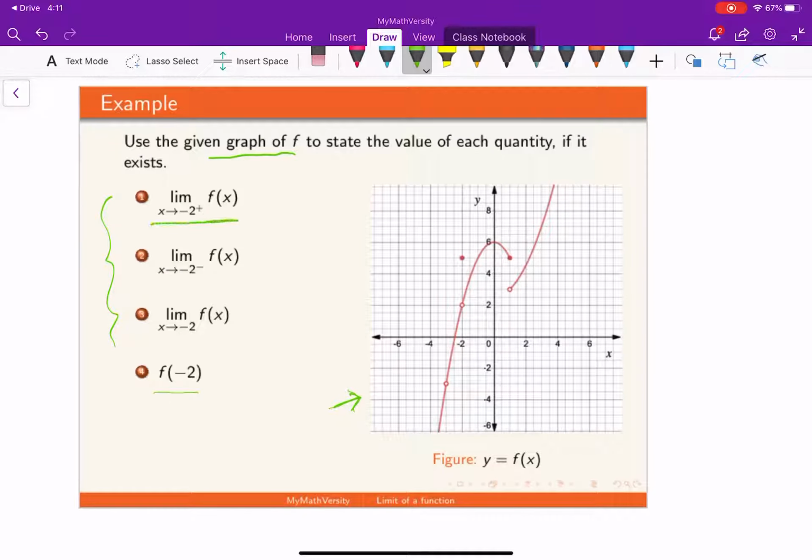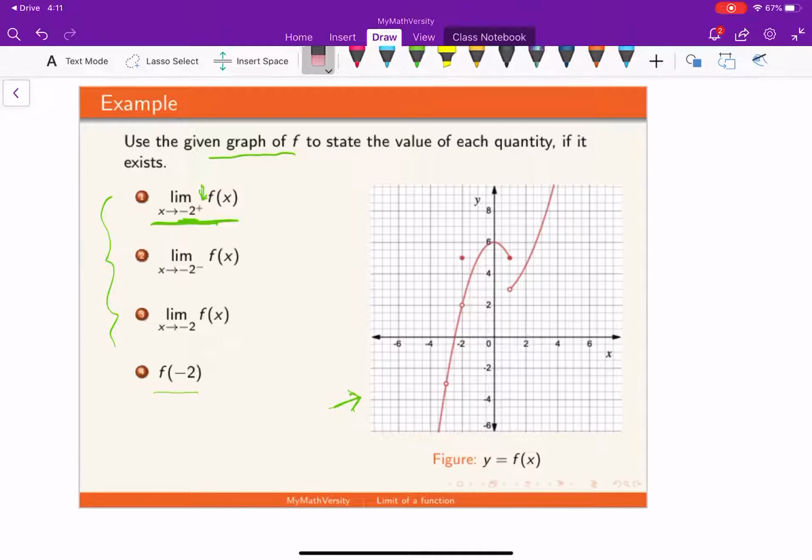In this expression, we need to find the limit of the function f when x gets closer and closer to -2. Since we have the plus sign here, that means we need to go closer and closer to -2 from the right side. Okay, so that's what it means. That means find the right side limit of f at -2. So how can we find that?